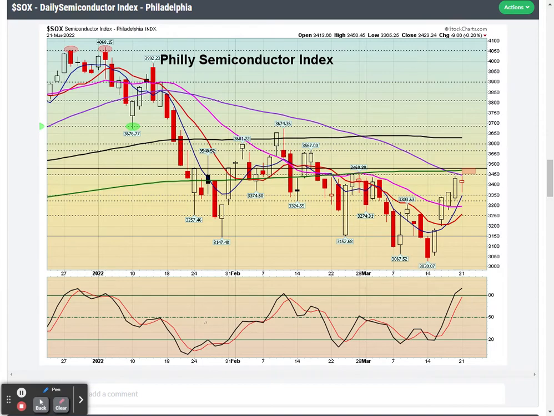Now the Philadelphia Semiconductor Index. This one was able to tag the 50-day moving average. That's the purple line, but it ended up going lower after that. This setup is looking very nice. Very strong support and resistance between 3450 and 3480. That's a 30-point trading range.